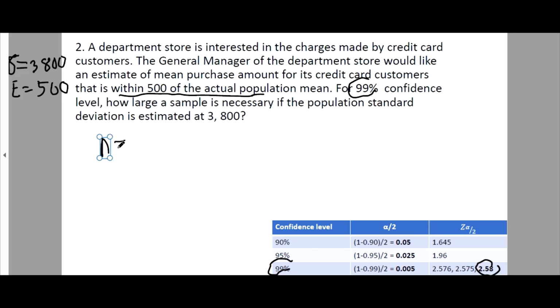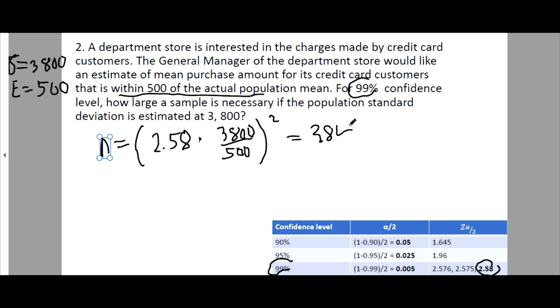So we're now ready to substitute these values in our formula. Our z alpha over 2 is 2.58 times our population standard deviation of 3,800 divided by our margin of error of 500, and then you square that one. So use your calculator, then you square. So the answer is 384.47. Okay, again, we need to round this up to the next integer, so 385. So the general manager needs a sample size of at least 385 credit card customers.